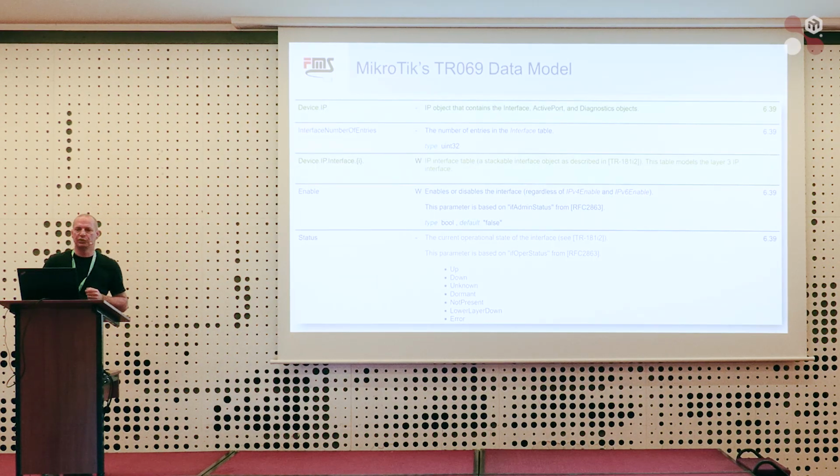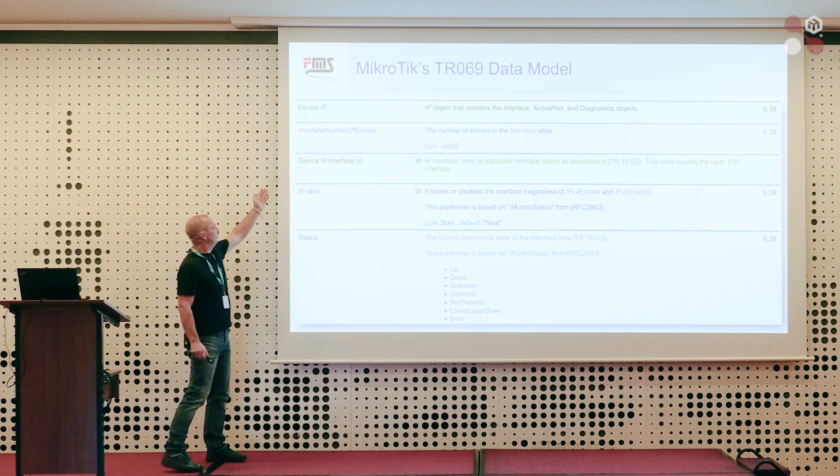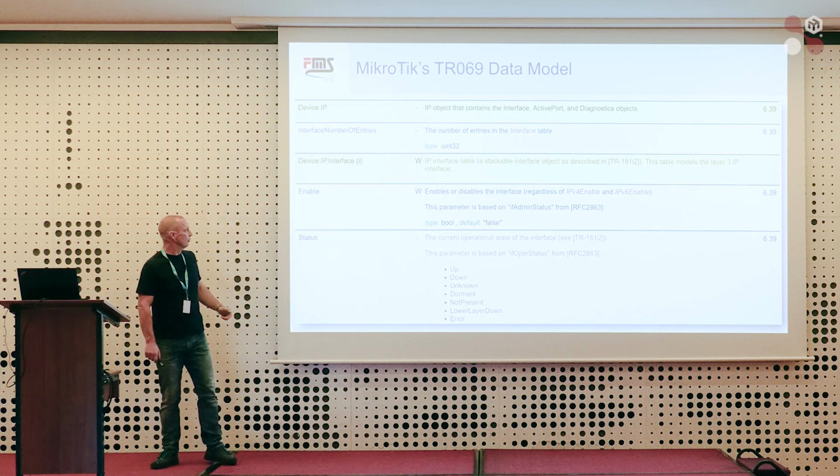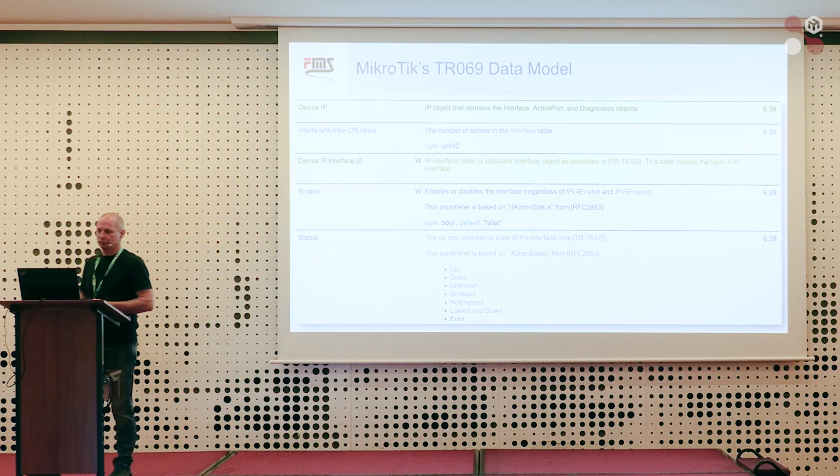And here, if you've never seen it, it's just a small part of the MikroTik data model for TR069. As you can see, it's simply named attributes like device IP interface, interface number, which can have a status and certain values for that status.